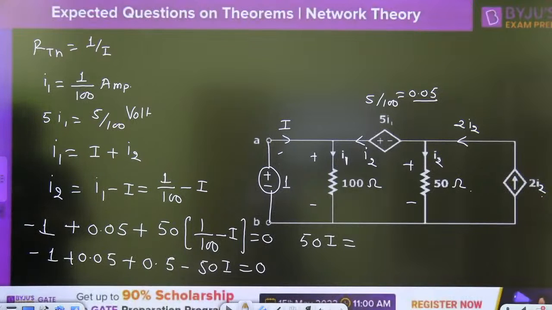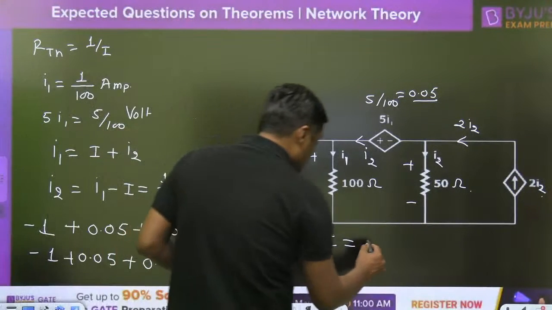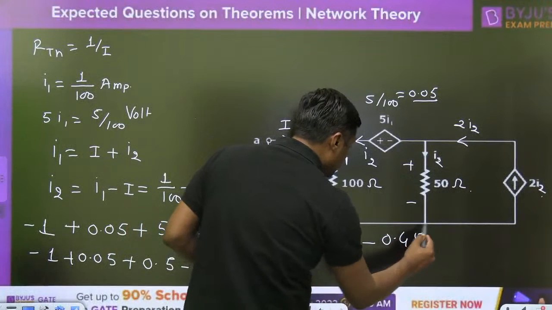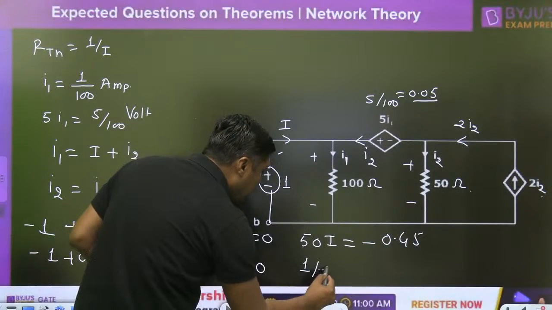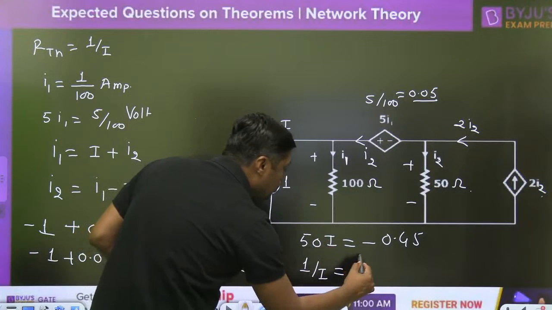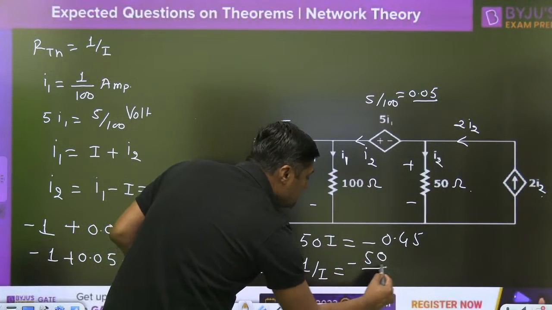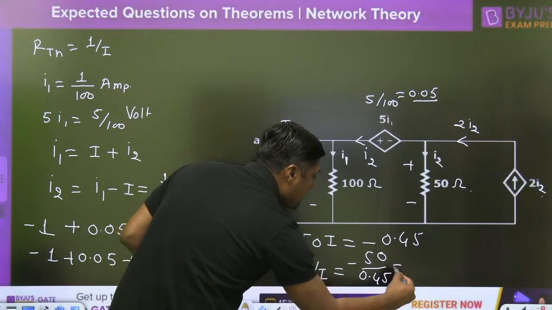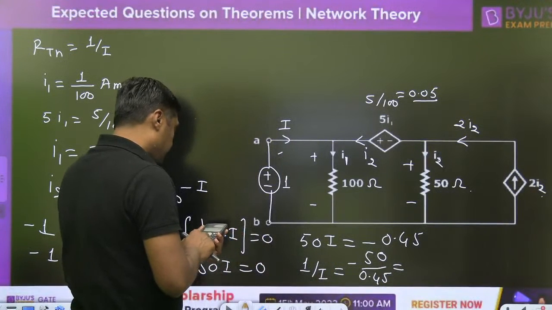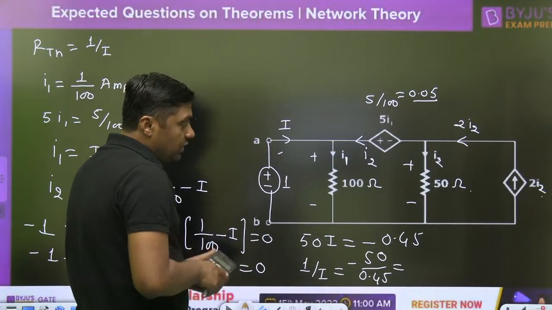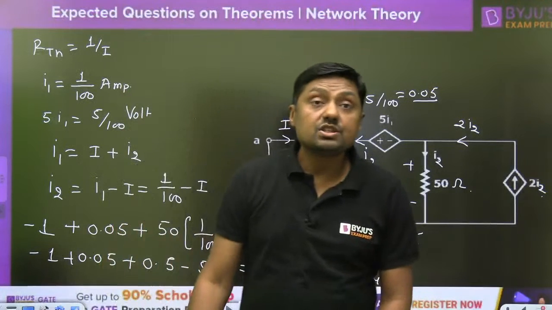So minus 1 plus 0.55 gives 0.45. This is the negative value. Remember that it is the negative value, 0.45. What is I equal to? I is equal to 50 divided by 0.45. So 50 divided by 0.45 and you will get the answer. You can check my calculation.